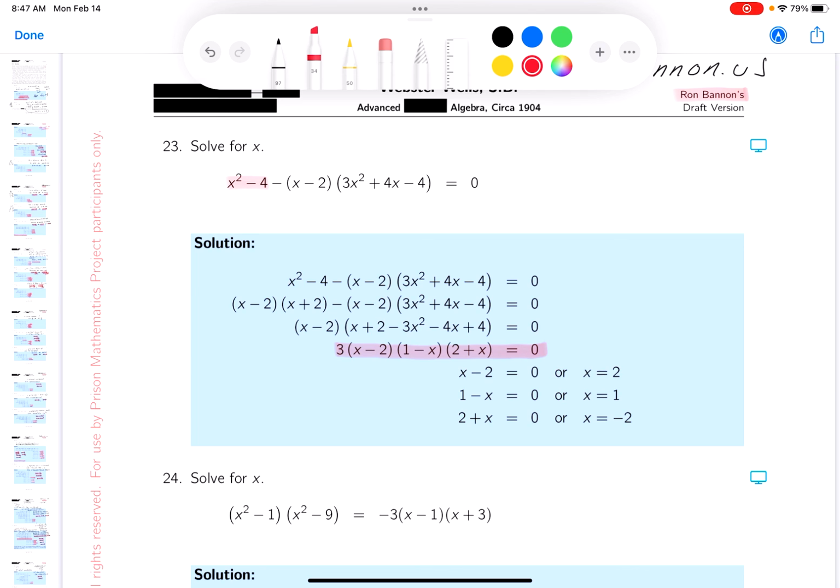Well, when does the factor x minus 2 equal 0? When x equals 2. When does the factor 1 minus x equal 0? When x equals 1. And when does the factor 2 plus x equal 0? When x equals minus 2. Again, we're just walking our way through the key.